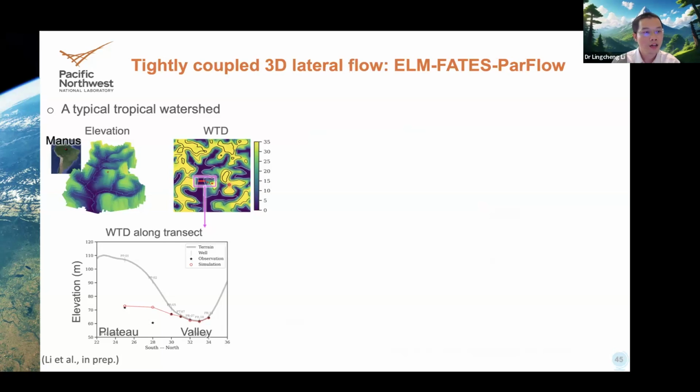And around this transect from the plateau to valley, we compare the simulation with the measurements. And you can see from here, the red curve is the simulation, the black dots are the observations. And from the plateau to valley, the deep water table depths to shallow water depths here. So the simulation can really capture the observations.